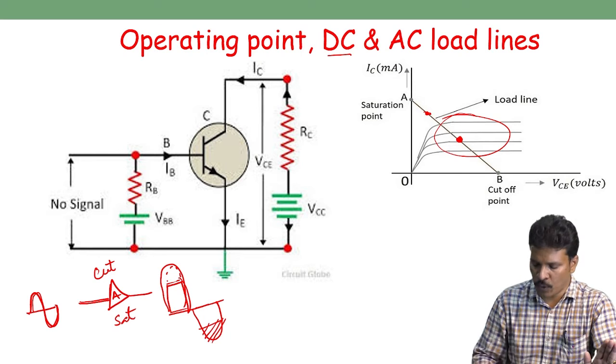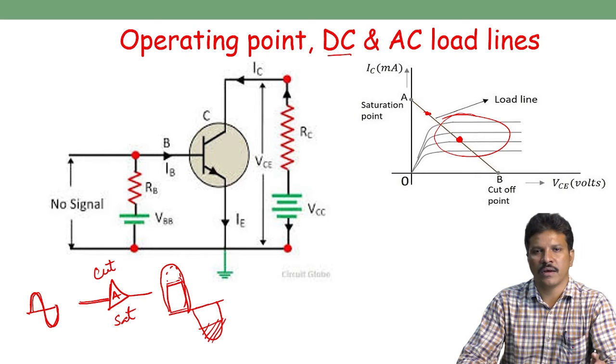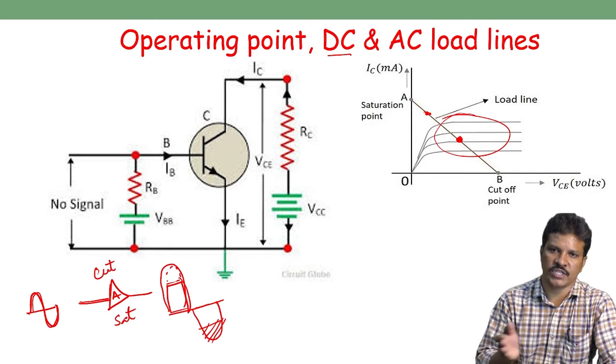In order to get that Q point in the active region, first we need to find out how to measure that Q point. The prerequisite for this Q point is that we have the load line and the output characteristics for that particular circuit. When we have the output characteristics and find the load line, then on that load line we get the Q point, and that Q point must be carefully chosen so that it won't move to the saturation region or cutoff region.